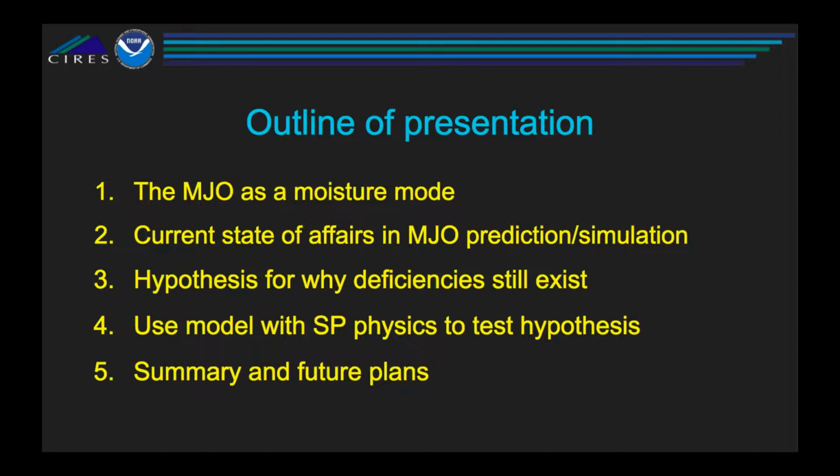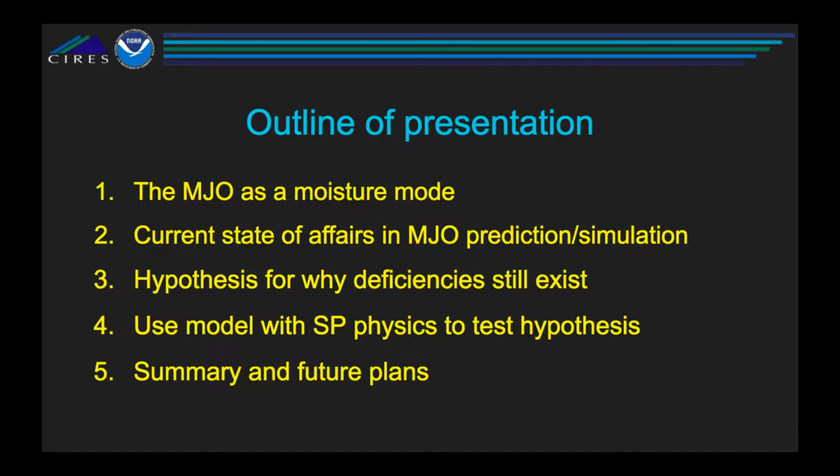And what I'd really like to try to do today is link what's going on at a process level, or provide insight as to how process level parameterizations impact MJO prediction from a mechanism standpoint.